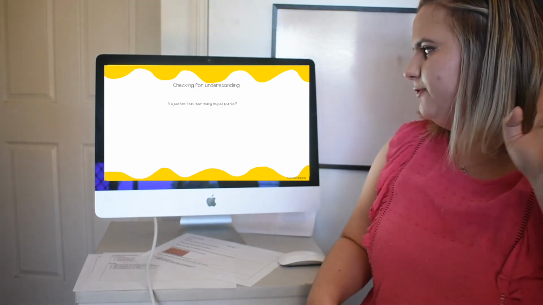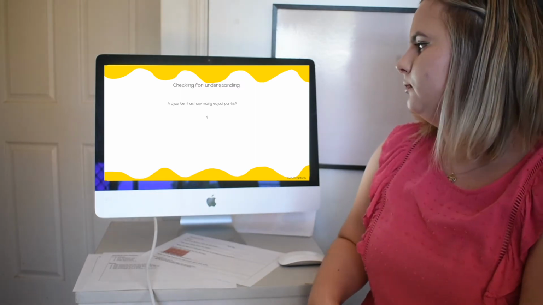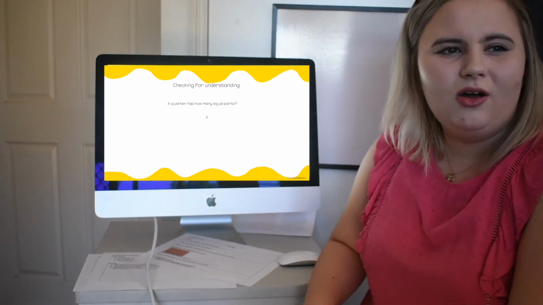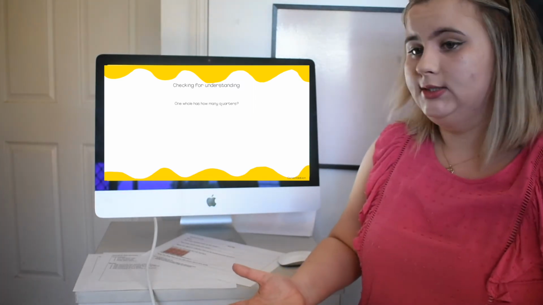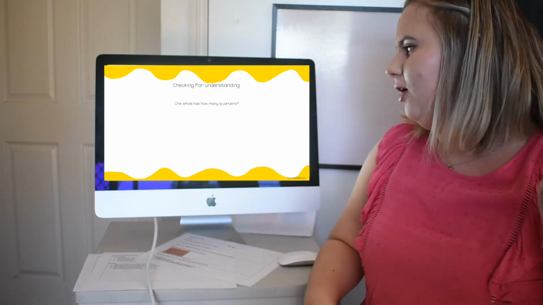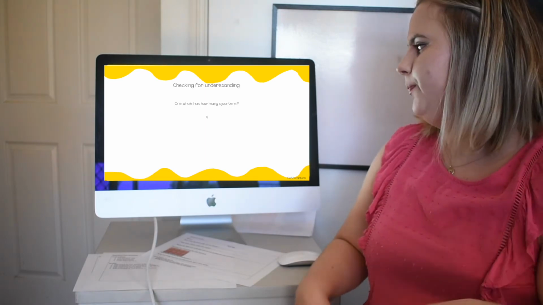That's right, it has 4 equal parts. So again, one whole has how many quarters? So we're going to rub it off. One whole has how many quarters? That's right, one whole has 4 quarters.